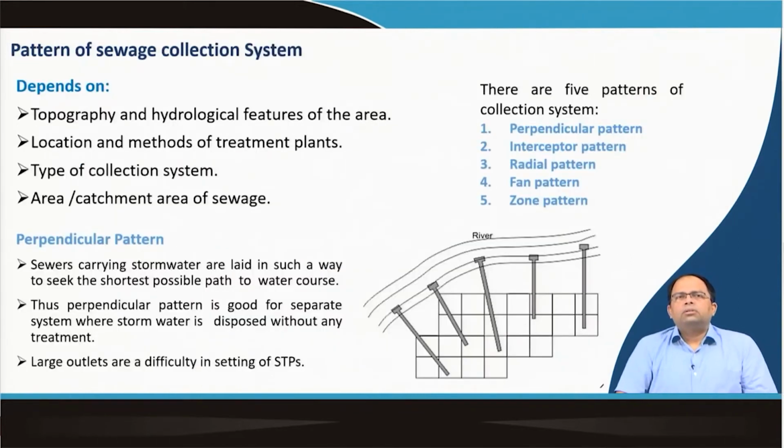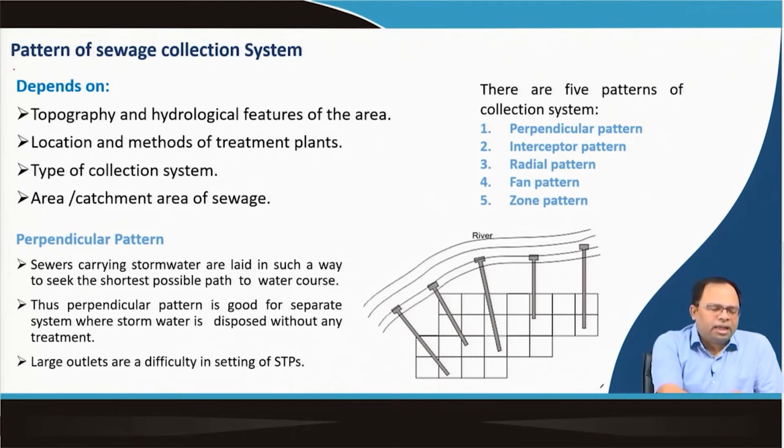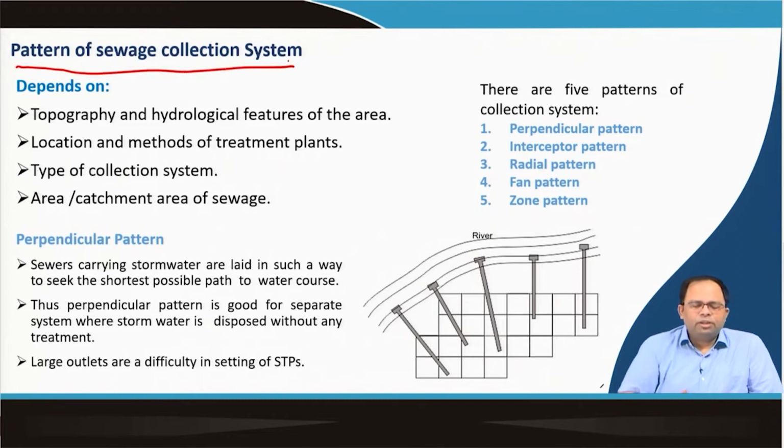Now that we have covered the different broad kinds of systems that are there, we should also look into the patterns of sewage collection system. I will tell you at the beginning that even though we would learn these as formal patterns, there are mainly 5 patterns of collection system: perpendicular pattern, interceptor pattern, radial pattern, fan pattern and zone pattern.